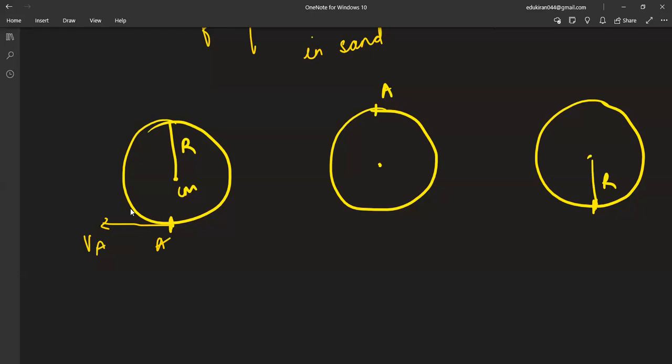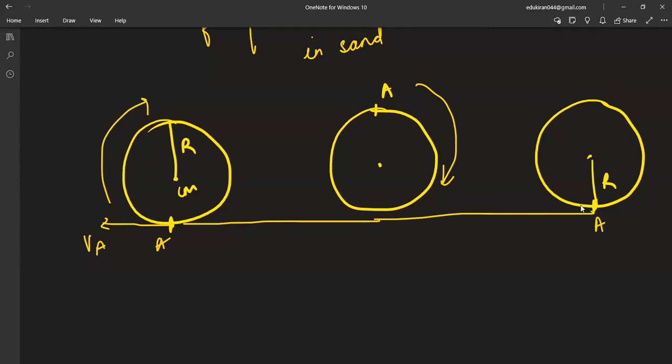Let's say the tire has completely moved and reached this point. The tire has first reached this point, that is A point, like this. It has moved, so A point has reached over here. A certain distance is covered over here. Then it again rotated, and this A point is again reached back.